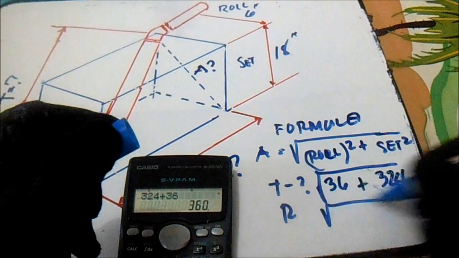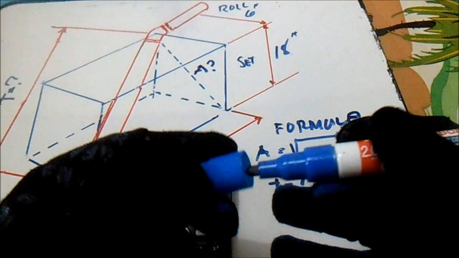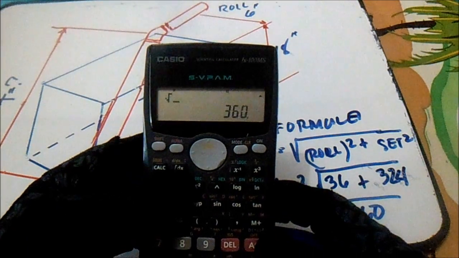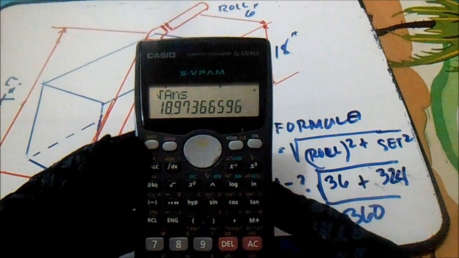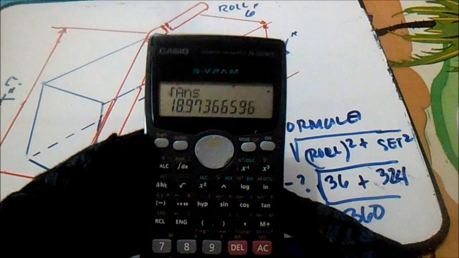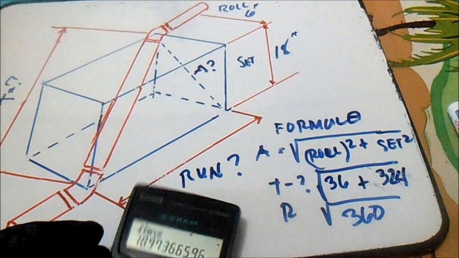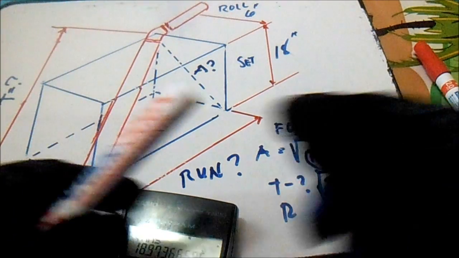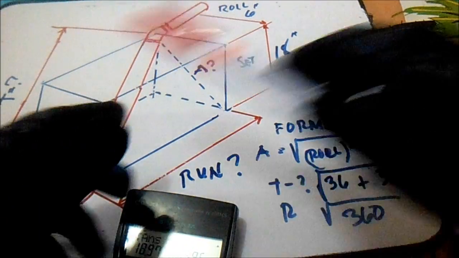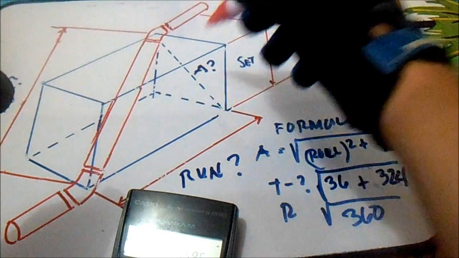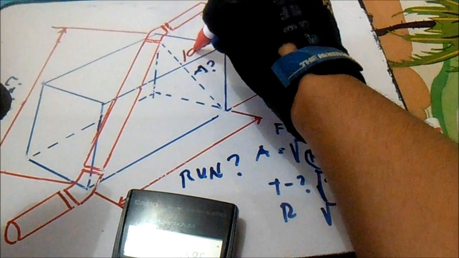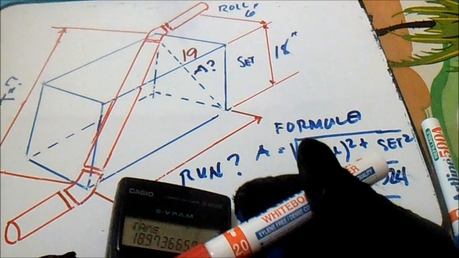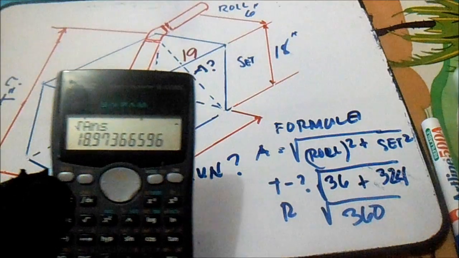So this is our answer, 360, and then the square root of 360. So we have an answer of 18.9. So our A is 18.9, just round it off. Our answer for this A is 19. So, a very easy formula to get this letter A.